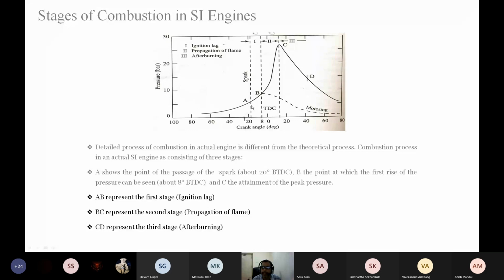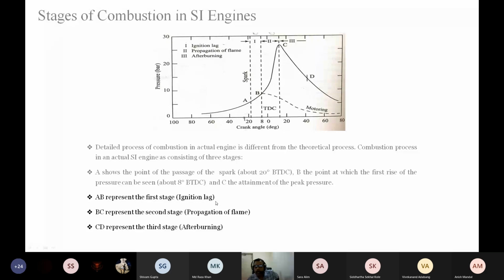This time lag depends upon several factors that we are not going to discuss. So it means the combustion does not happen instantaneously as soon as the spark is created, but it takes some time to prepare to initiate the combustion. And therefore AB, whatever crank angle it takes between the spark timing and the start of the combustion, is called ignition delay.